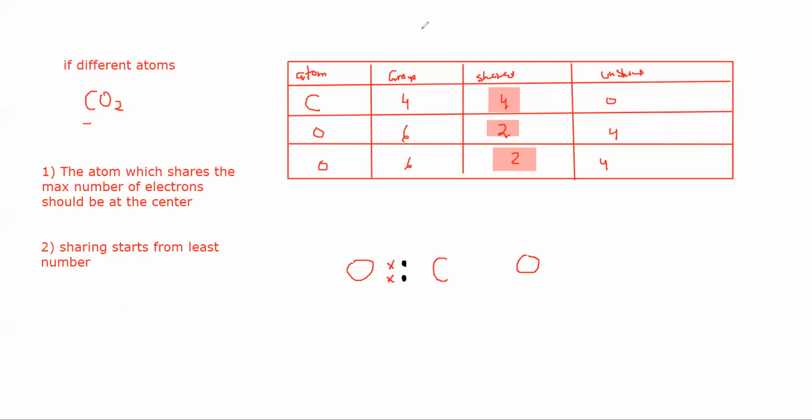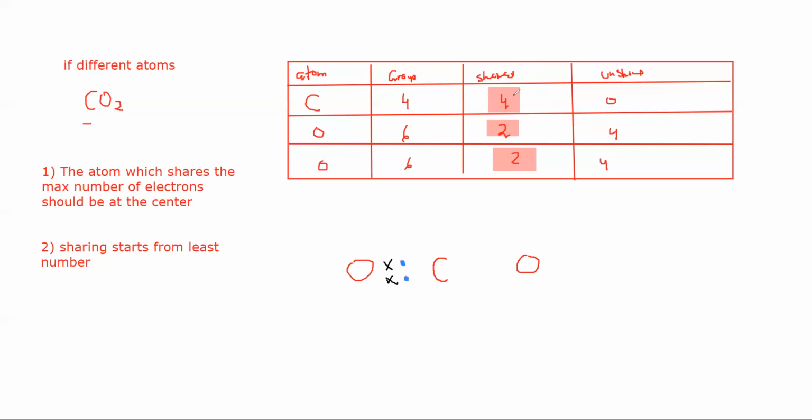So first we draw the atom which shares the maximum number at the center. Then sharing starts from the least number. So which is the least number? Oxygen is the least number, sharing 2 electrons. So if this oxygen shares 2, how many electrons will carbon share from that side? The carbon will share only 2 from that side.